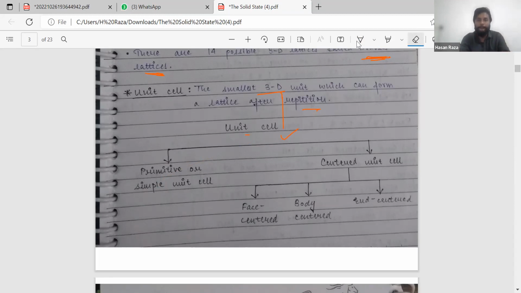Are you getting my point? Yeah. Now come to the point. Unit cells are of two types, primitive or centered unit cell. Centered unit cells are of three types: face centered, body centered, and end centered. Now see.